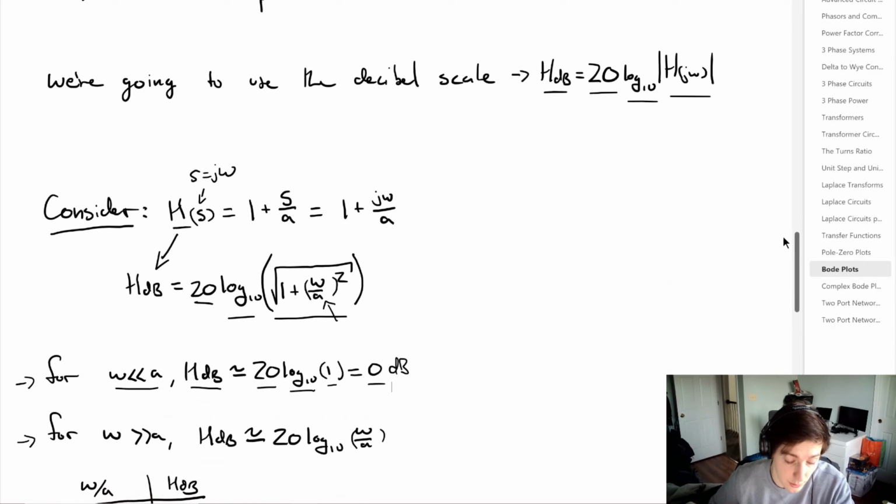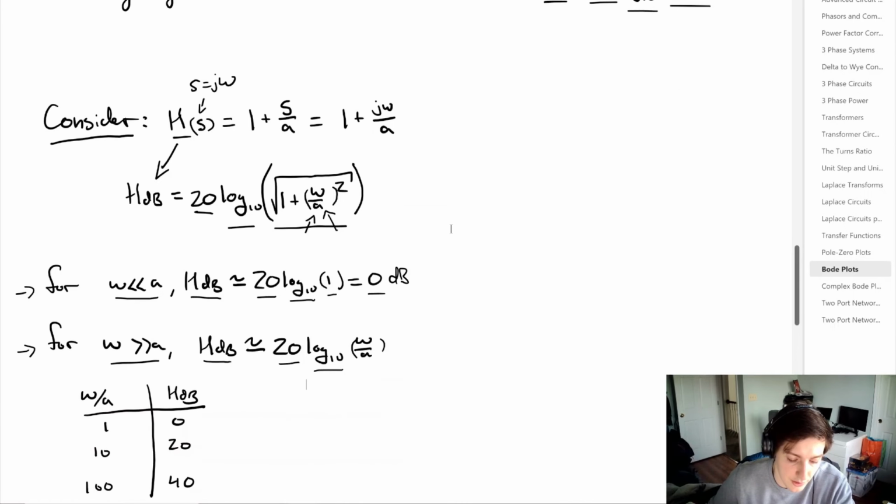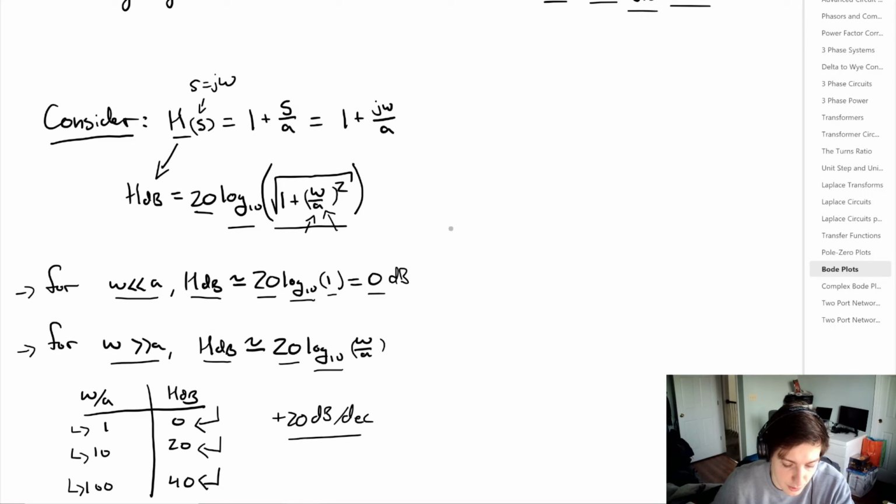Now, for the case where omega is much, much greater than a, inside the square root that omega divided by a is going to be the dominating term. If we start to plot values for this, if the ratio of omega divided by a is equal to 1, we get a 0. If that ratio is 10, our output is 20. If that ratio is 100, our output is 40. So what we can say from this is that we get a plus 20 dB per decade increase. So we know the behavior for omega much, much greater than a.